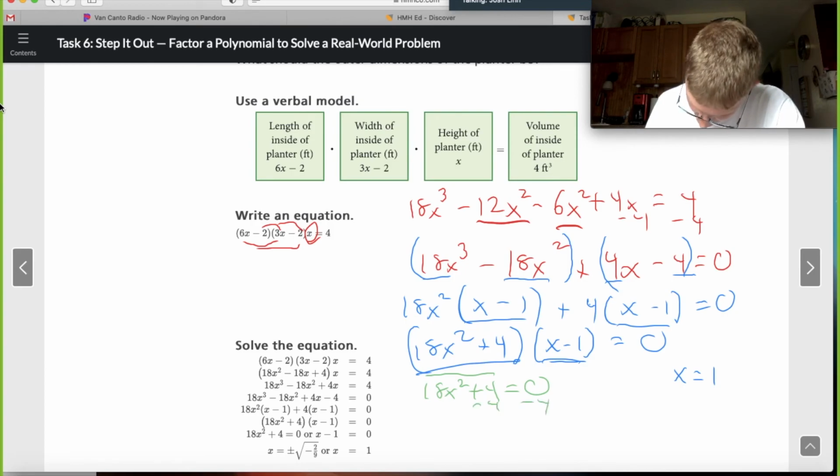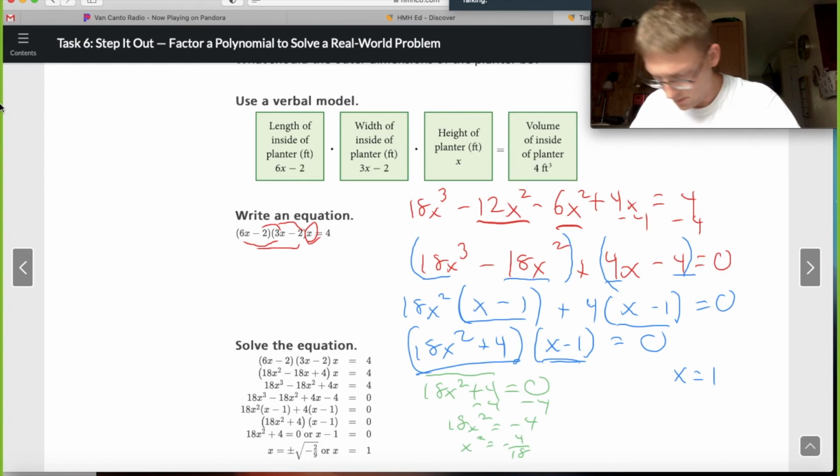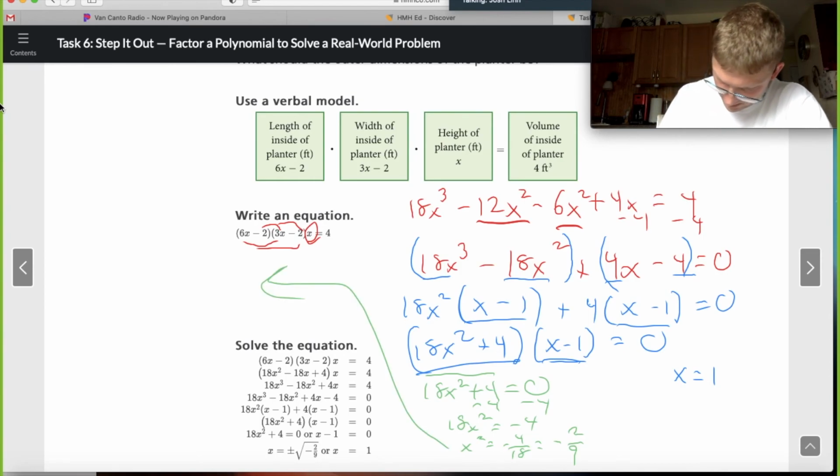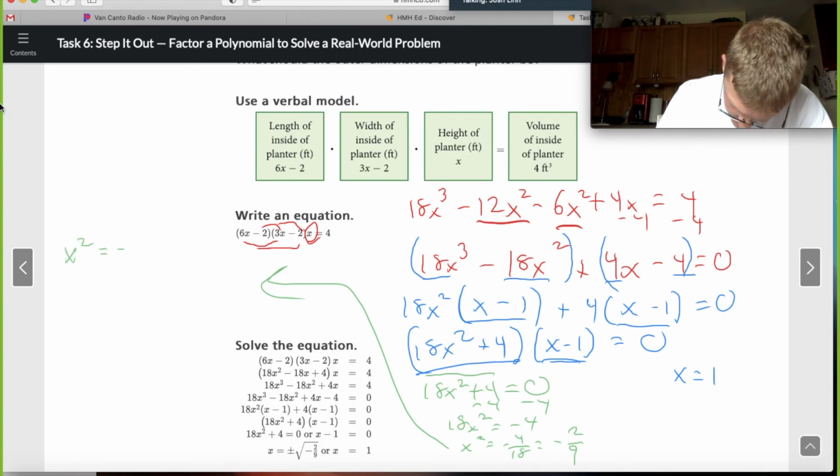Minus 4 from both sides. So then we're going to have 18x squared equals negative 4. x squared equals negative 4 over 18, which is equal to negative 2 over 9. So then we've got x squared equals negative 2 over 9. So then we're going to bring this right up here. So we've got x squared equals negative 2 over 9.